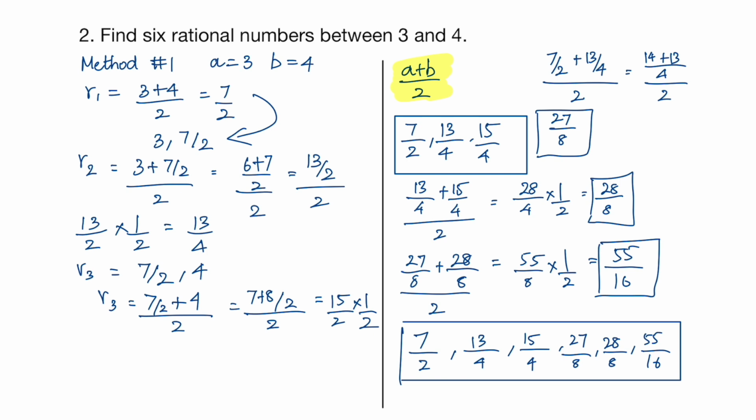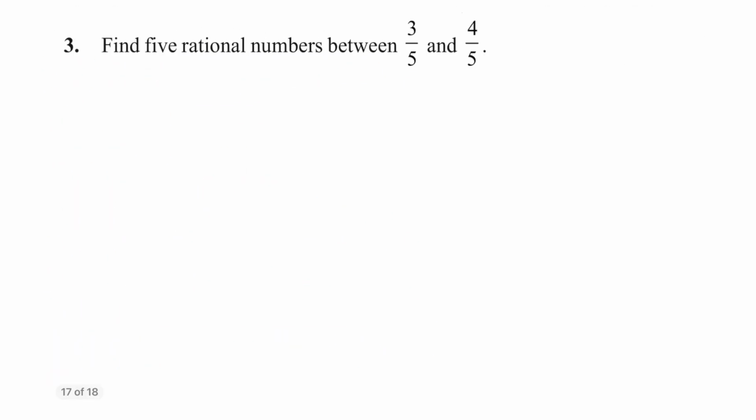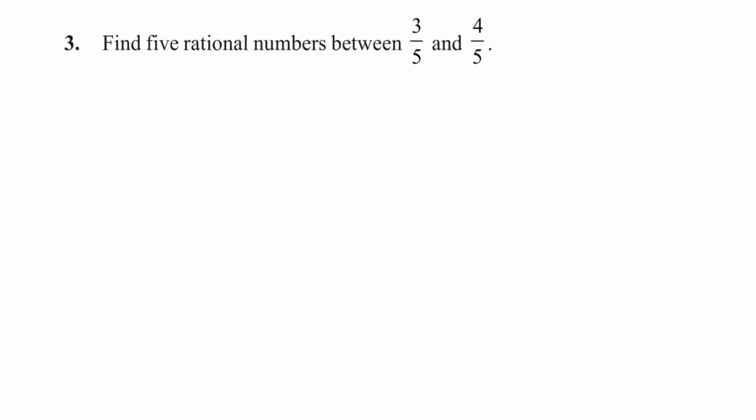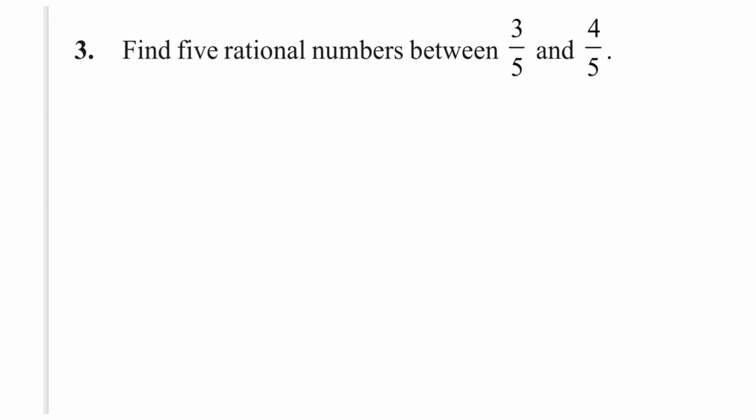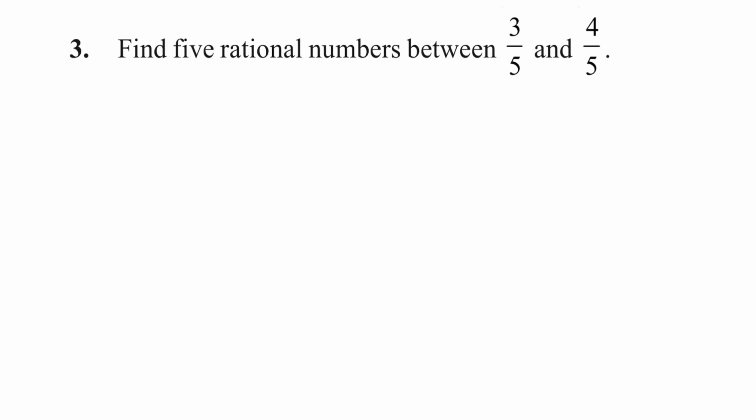Okay, now we are moving on to the next question, which is very similar to this one, and we are going to solve this using the second method. Okay, method 2. So what is method 2? We are just going to see the number of rational numbers that is required in the question. So in this question, they have said that you need to find 5 rational numbers.